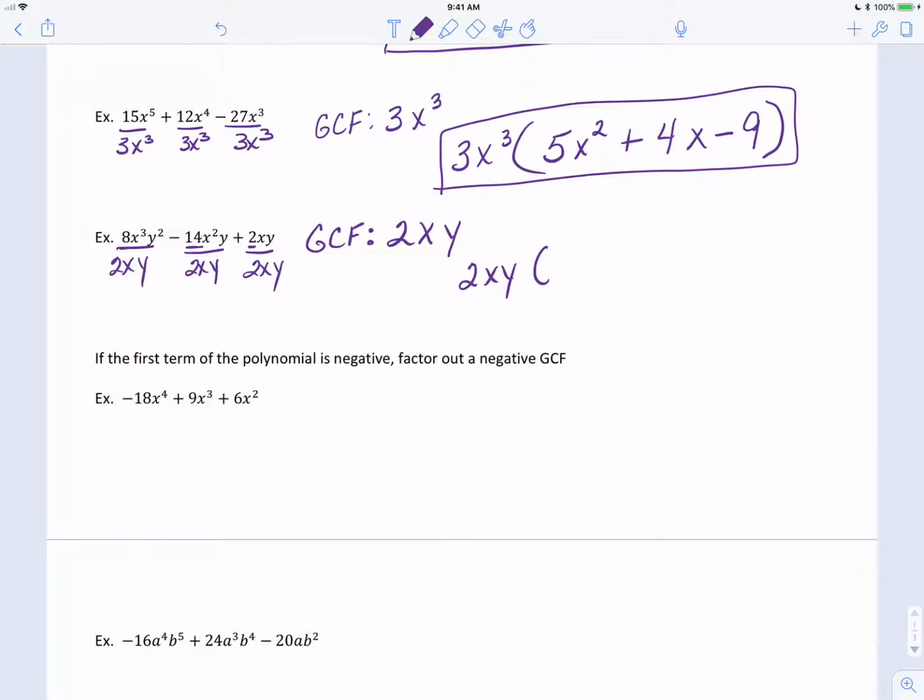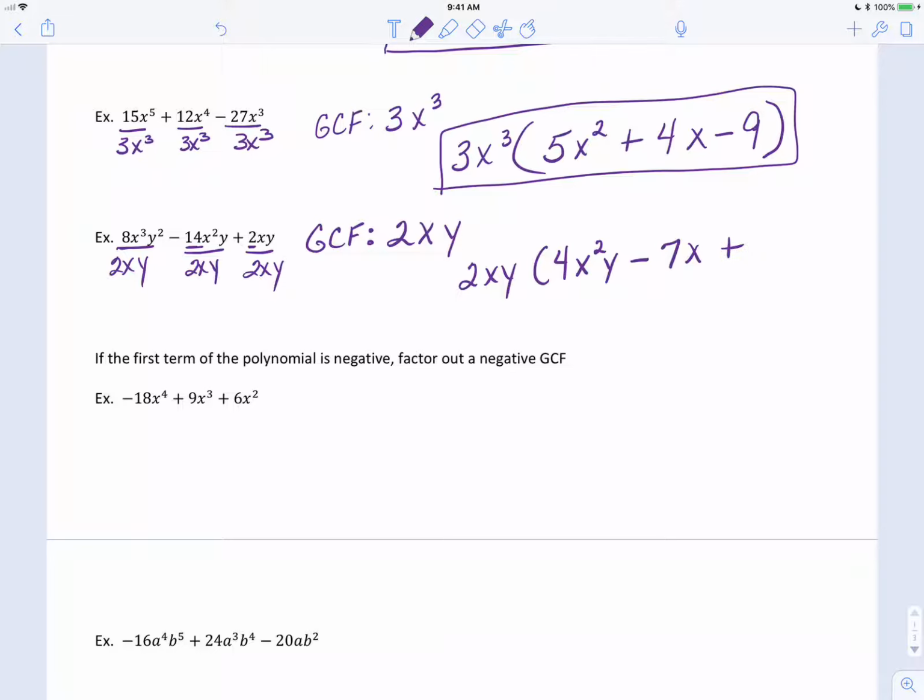Well, 8 divided by 2 is 4. X cubed divided by x is x squared. Remember, you're subtracting those exponents. And y squared divided by y leaves us with just y. All right, next term, 14 divided by 2, that leaves us with 7. The x squared divided by x leaves us with x, and y divided by y is 1, and we don't need to write that.